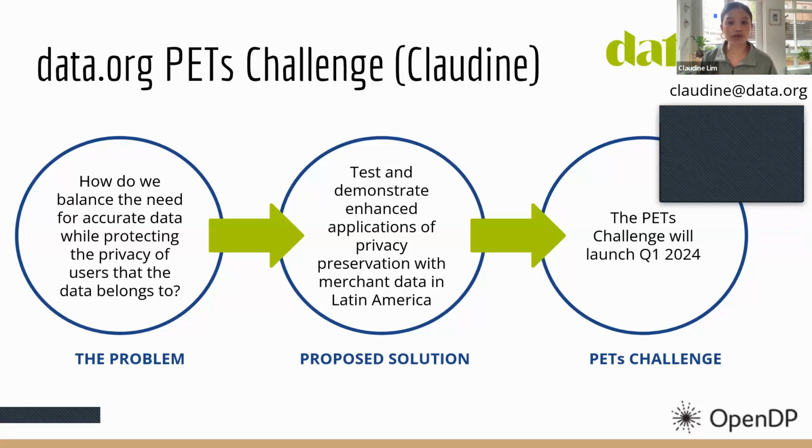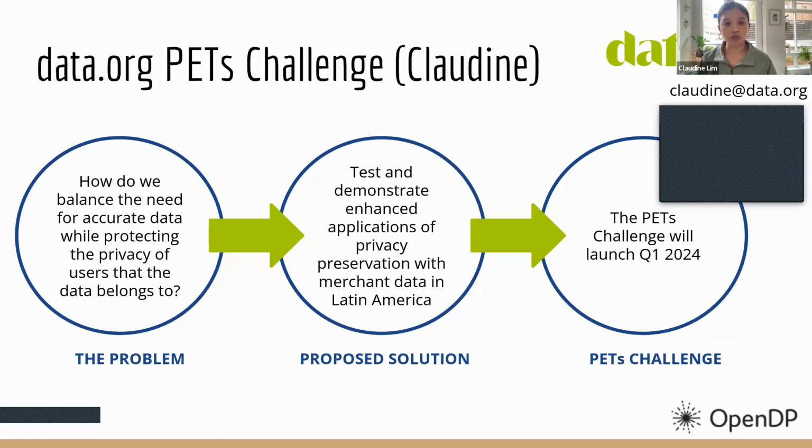So along with some partners, we are holding a privacy enhancing technologies challenge that will launch Q1 next year. So we are working with a private company, Harvard OpenDP, and the University of Habanera in Colombia, and researchers from those institutions to design an open challenge that will leverage merchant data in Latin America to showcase its relevance to epidemic preparedness and response. And hopefully this will demonstrate an enhanced application of privacy preservation techniques.